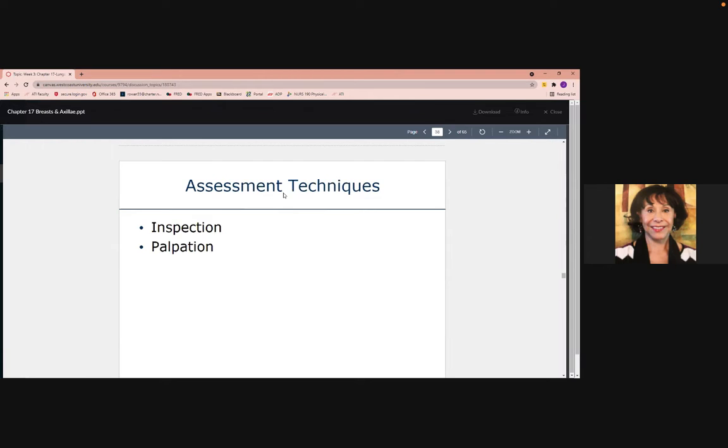The assessment techniques for the breast are inspection and palpation. Because we are not in a clinical setting, like the skills lab, you are not expected to do any breast examination when you do your physical assessment.